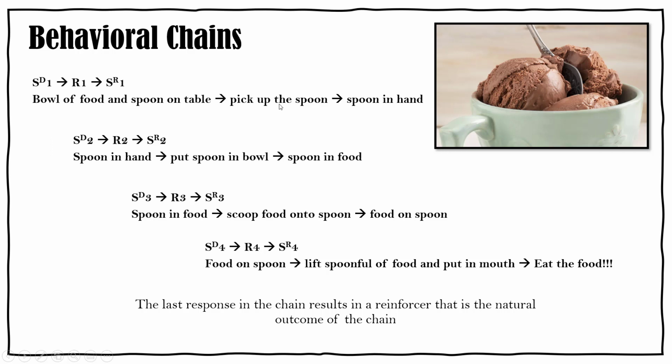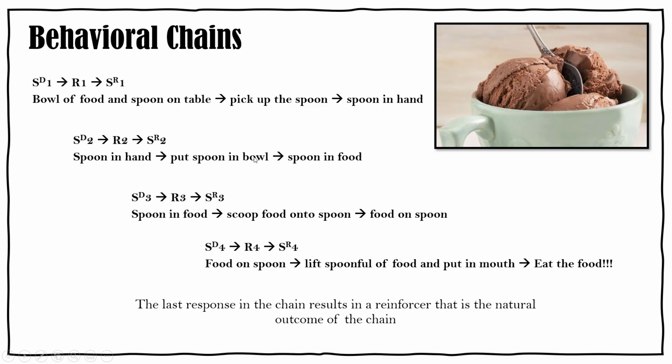And when they pick up the spoon, it is in their hand. So this consequence is what we refer to as a stimulus change. So picking up the spoon results in this consequence or this stimulus change. And this stimulus change serves as a reinforcer for picking up the spoon and the SD for the next behavior in the chain. So now the spoon is in the hand, and that's the SD for putting the spoon in the bowl.